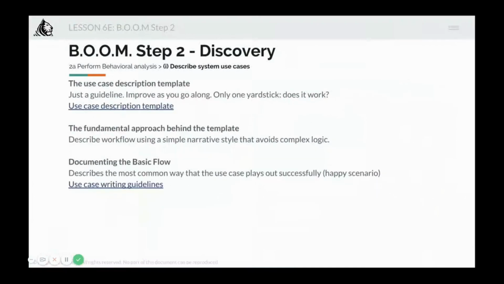So what are the use case description templates? I've given a reference of this template. Please have a look by yourself. The UML, which is the base framework on which this unit is based.